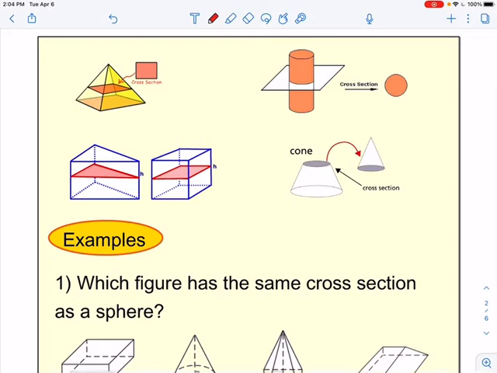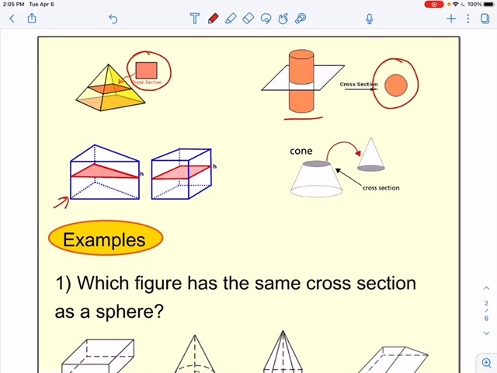Okay, so on the top here, again, we have a triangular pyramid, and look at its cross section. If you took a knife and sliced it straight through, the cross section here would end up being a rectangle. Okay, if you took your cylinder, and again, a cylinder is your soup can, and you sliced it right through, the cross section that you would get would be circular.